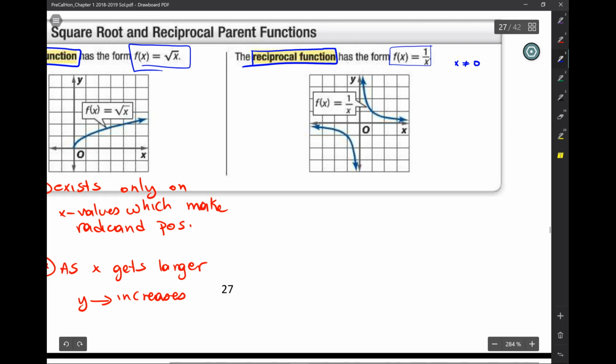Now, can y go up to infinity? Can the y values increase to infinity? Yeah. Can the y values ever be 0? No. All right, so think about that. Is there a value that you can plug in for x that makes the y value 0? No.